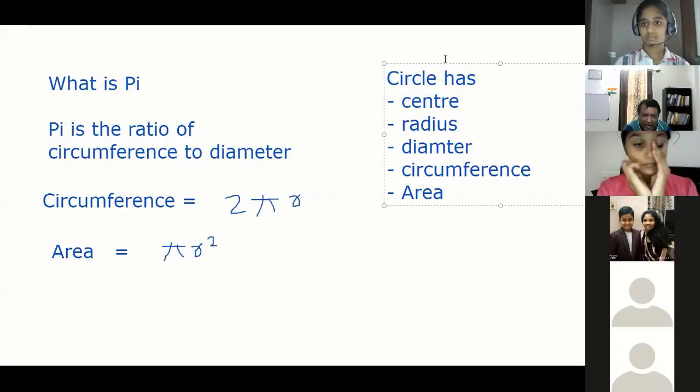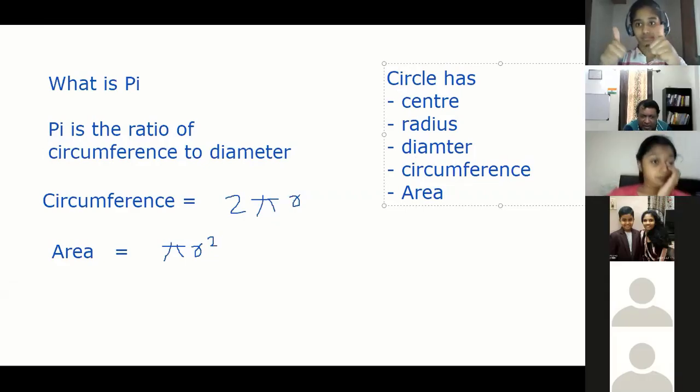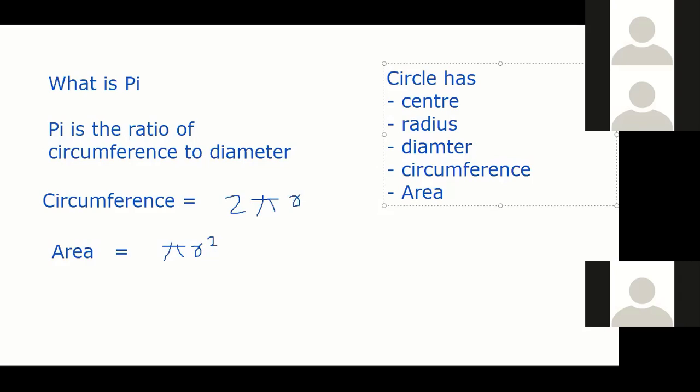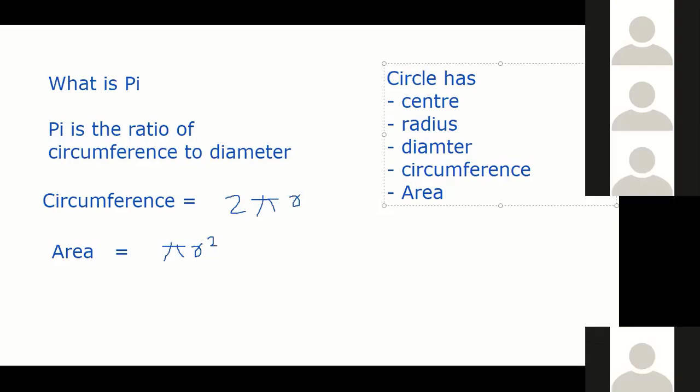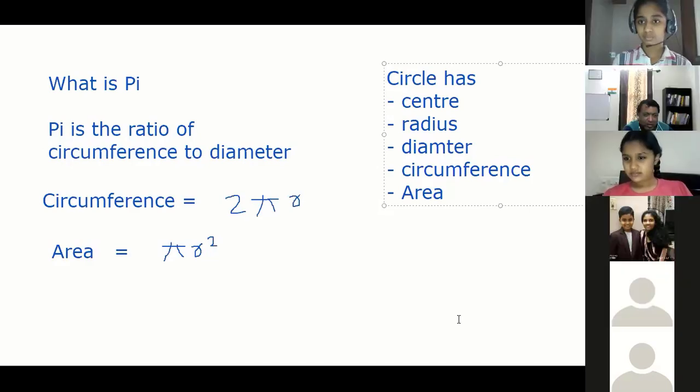Kripa, Gauri, Ishant, Ariman, very basic stuff. Shweta, good morning, good afternoon. Sir, good afternoon. Pratibha, yes. Sir, I'm not clear with circumference and pi.